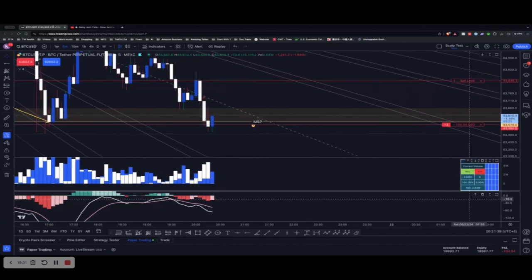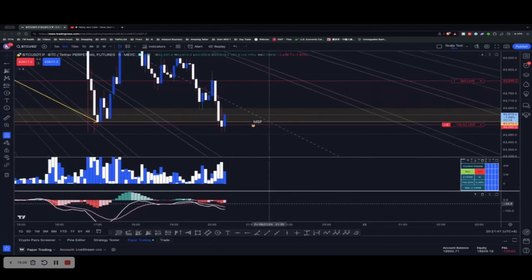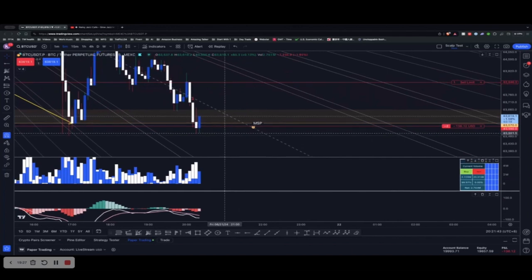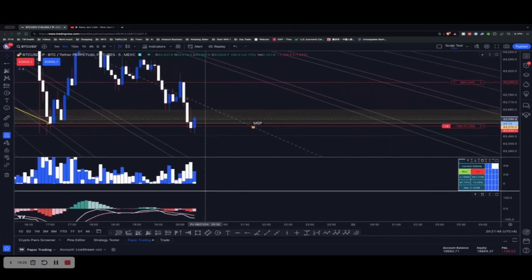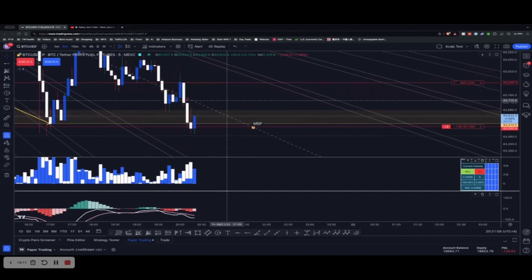So let's check out what it wants to do. That's a big blue. Let's see if we can print yet another nice down wick, or bear wick. If it goes the wrong direction, then we go back to management.